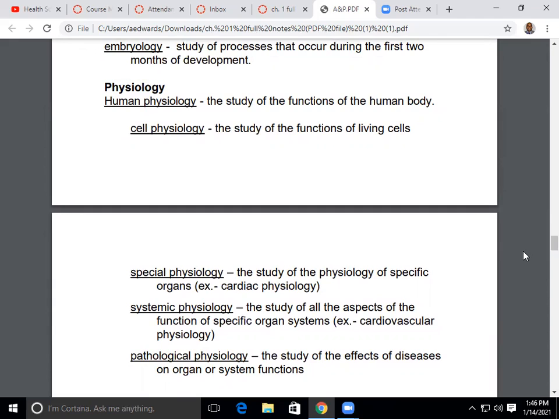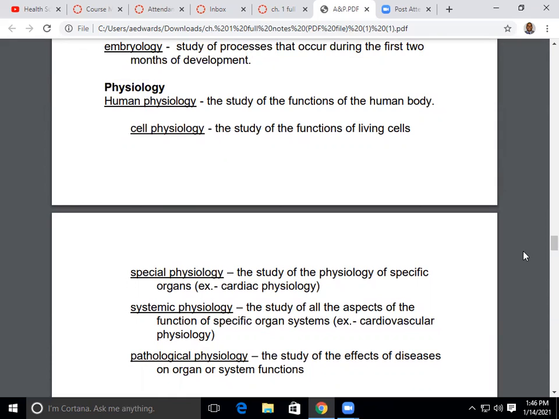Physiology, remember, anatomy deals with structure. Physiology deals with function. All right, so with human physiology, we can break that into different types. You have cell physiology, which has to do with functions of cells.